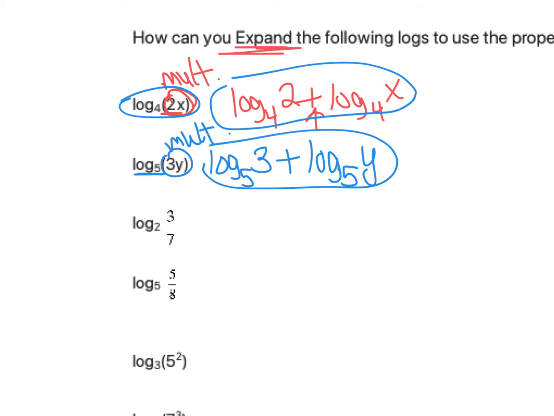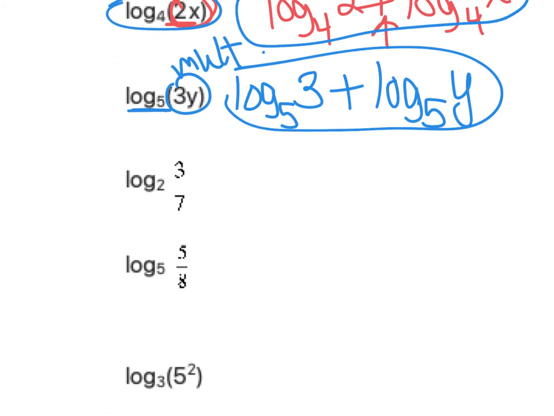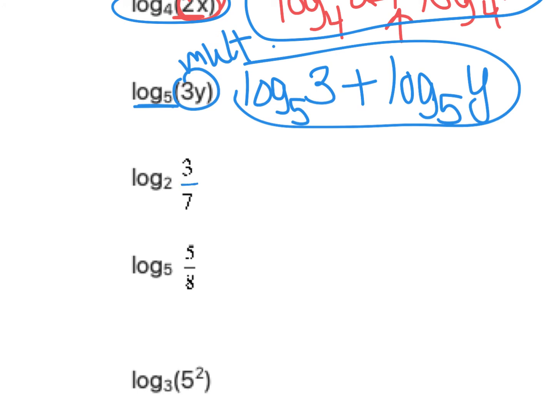On these next two, we have division. Those didn't copy exactly very well. That should have a fraction bar in between there. Okay, so we have division, 3 divided by 7.